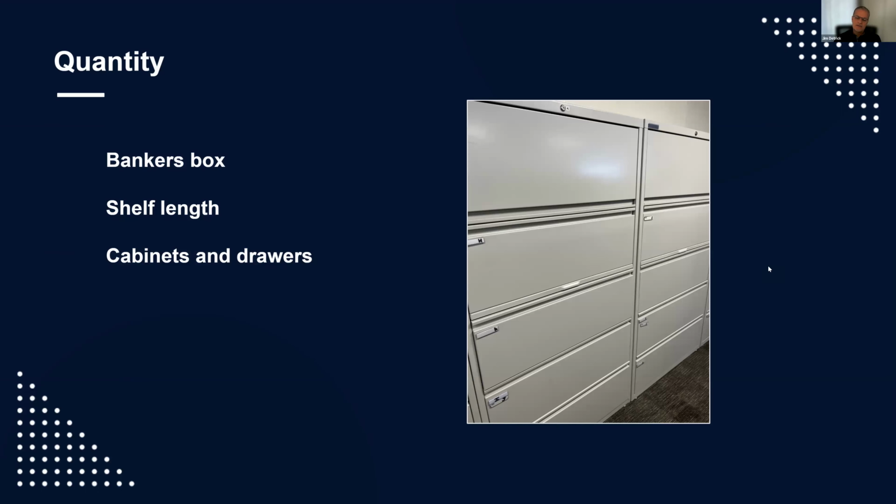Lateral file cabinets. Most of you are probably familiar with two basic file cabinet styles. Most laterals will be four drawers, but this is a five-drawer lateral where the width of the drawer is usually about 36 inches. And files can be stored either front to back with multiple rows, or side to side.